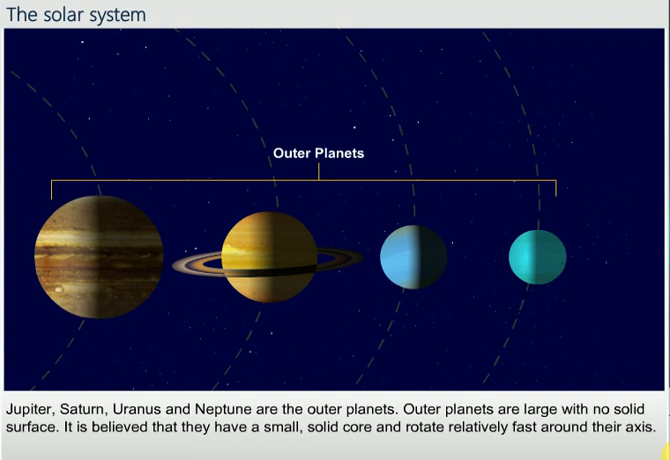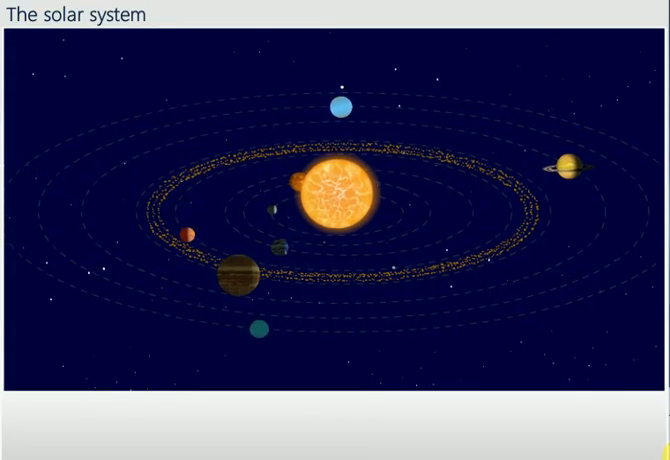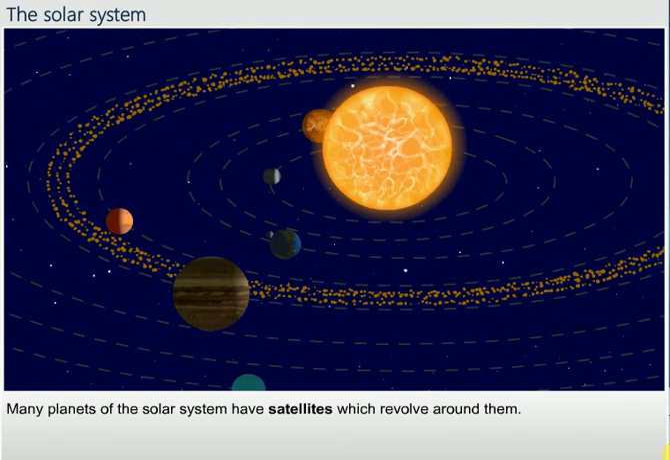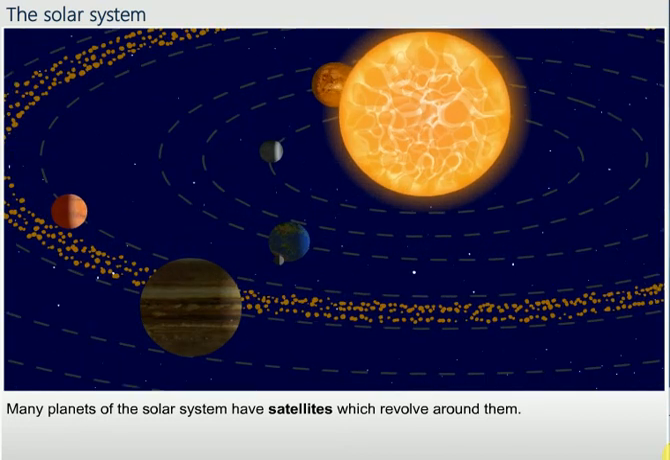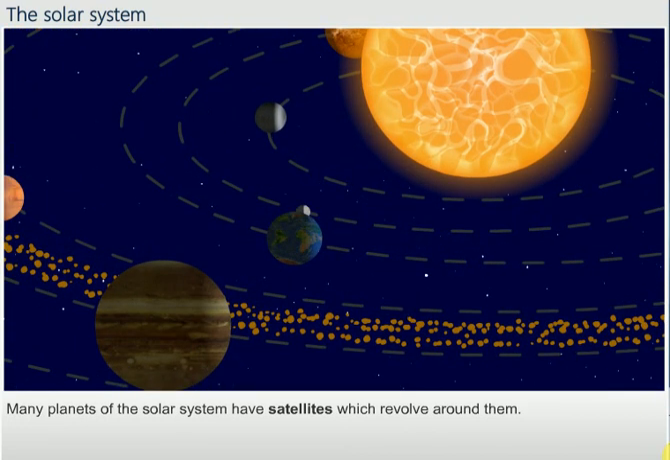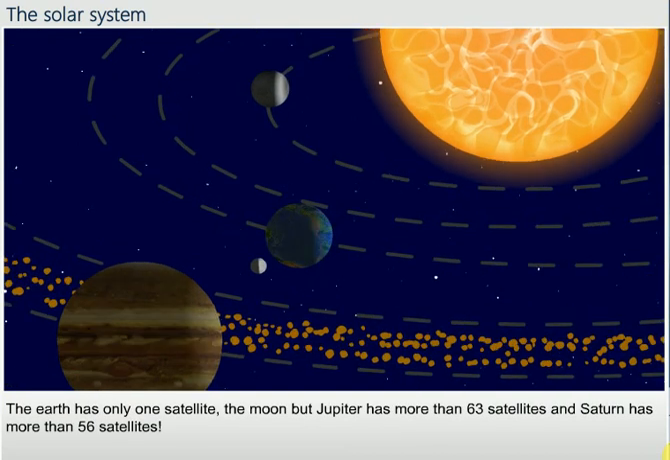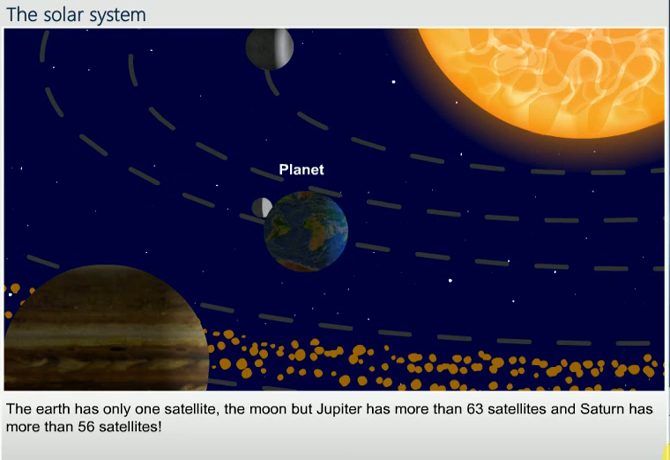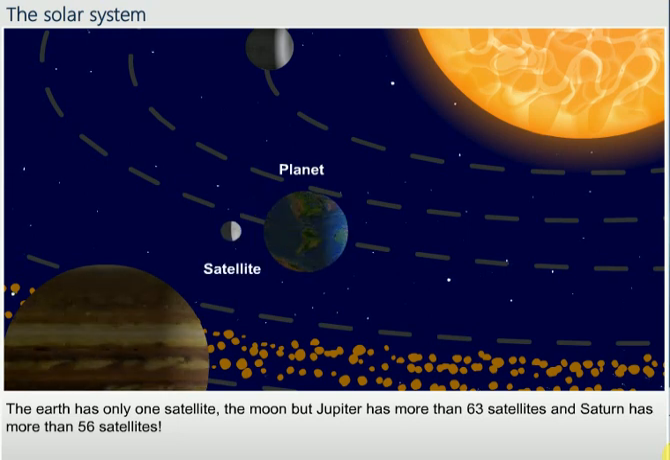Many planets of the solar system have satellites which revolve around them. The Earth has only one satellite, the Moon, but Jupiter has more than 63 satellites and Saturn has more than 56 satellites. We will begin our journey with a trip to the Sun, which is a star and is at the center of the solar system.